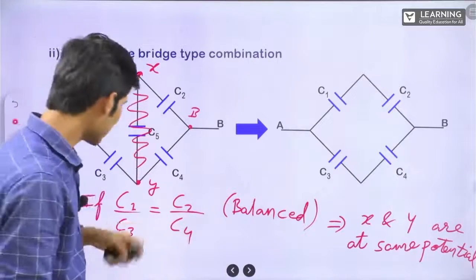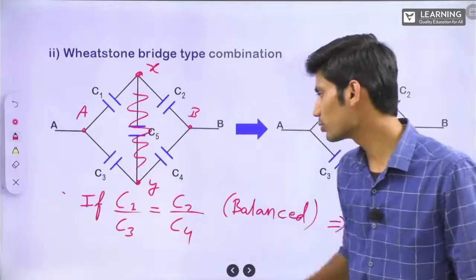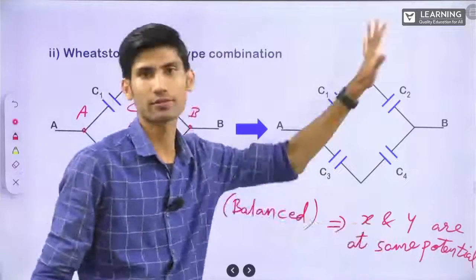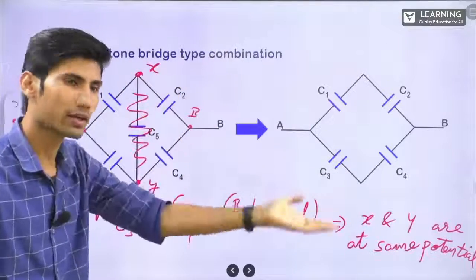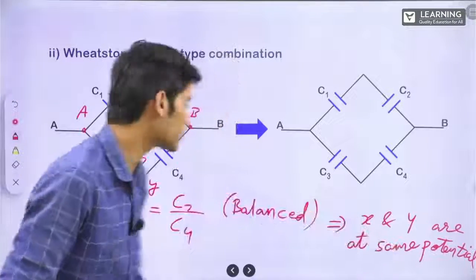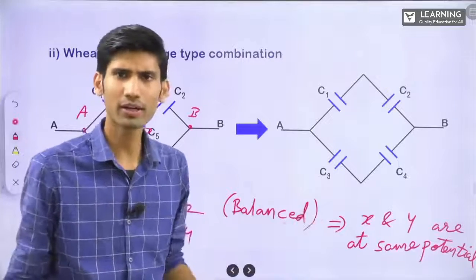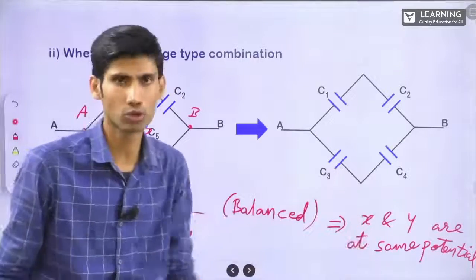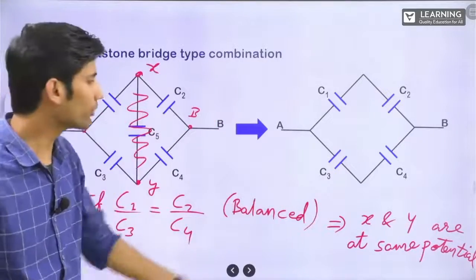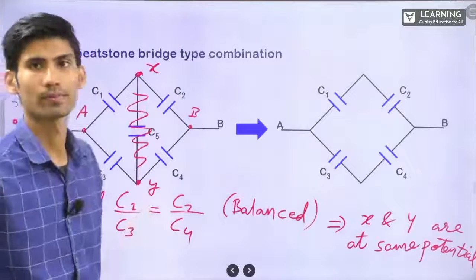Tell me one thing first. If C1 by C3 is equal to C2 by C4, then X and Y are at the same potential, this we can say. Now can we say the opposite, that if X and Y are at the same potential, C1 by C3 will be equal to C2 by C4? Yes, definitely. If this is true, then that is true. So we'll consider this one, and we'll try to prove this.